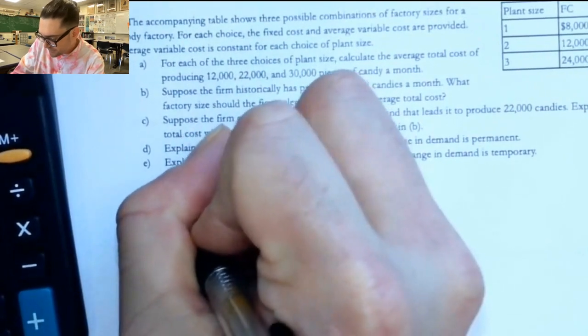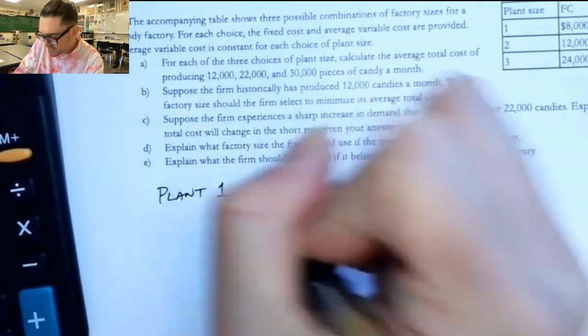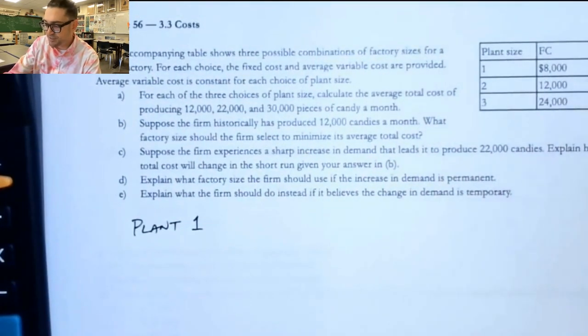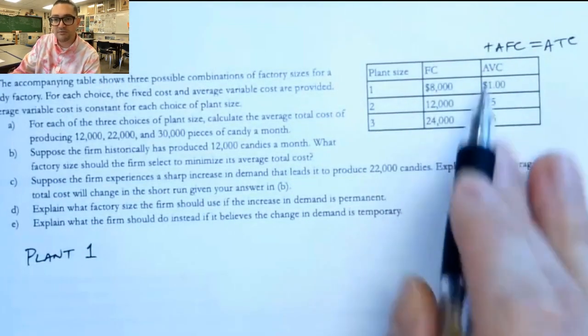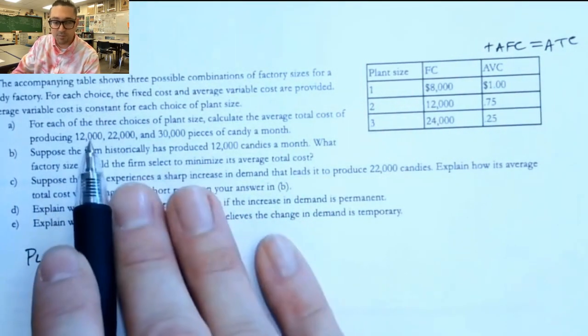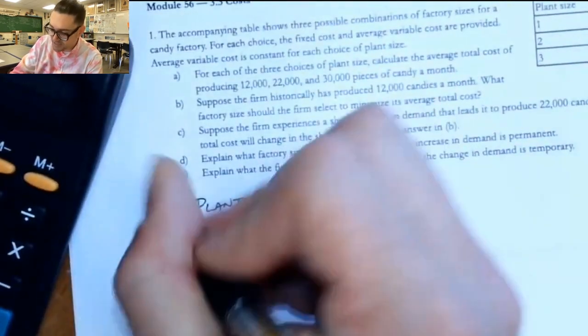So for plant size 1, the first thing that we need to observe is that the average variable plus the average fixed is going to equal the average total. And that's what we're going for here, is to find these average costs for these three plant sizes if they're producing 12, 22, and 30,000 pieces.